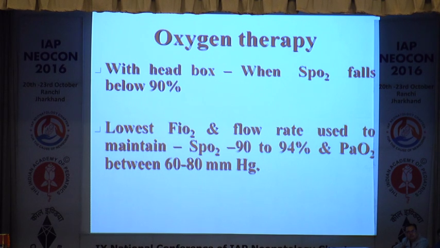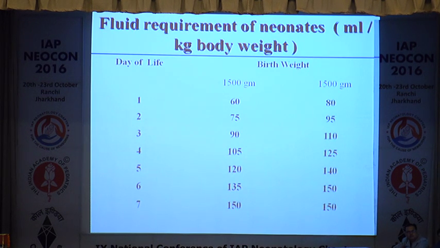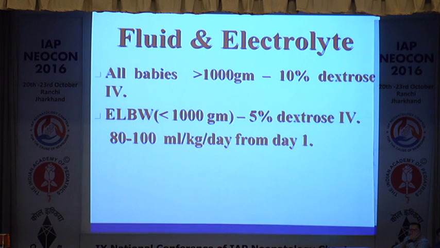And then the fluid requirement has to be known and displayed in your NICU, for what day, what requirement of fluid it is. So if the baby is more than 1500 grams, we start with 60 ml per kg per day and increase it by 15 ml per kg per day till it reaches 150, and if it is less than 1500 grams, we start from 80 ml and again increase by 15 ml per kg per day till it reaches 150.